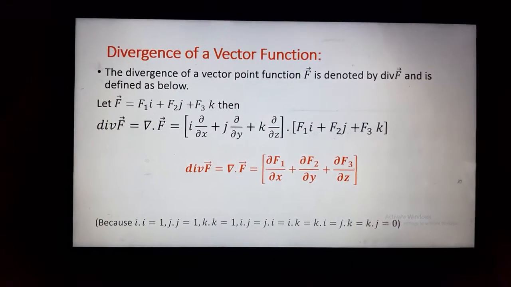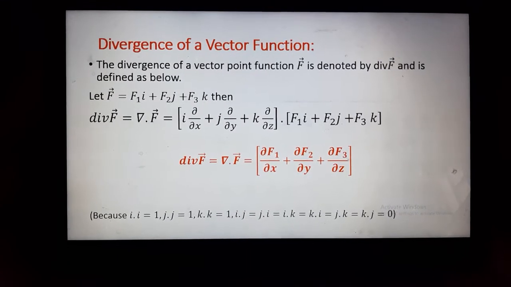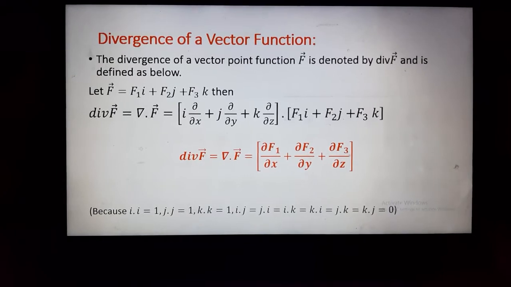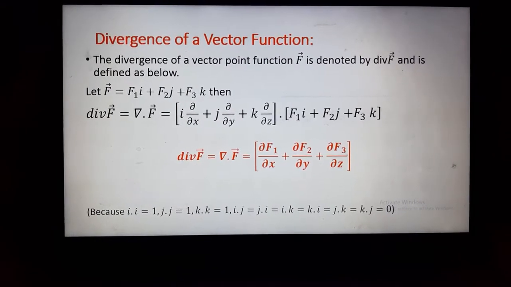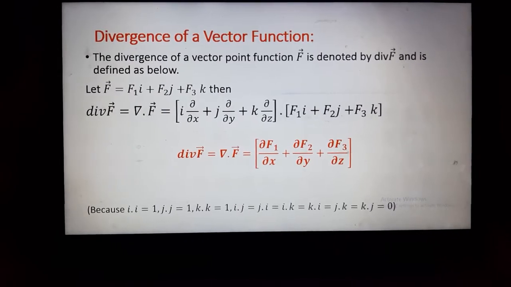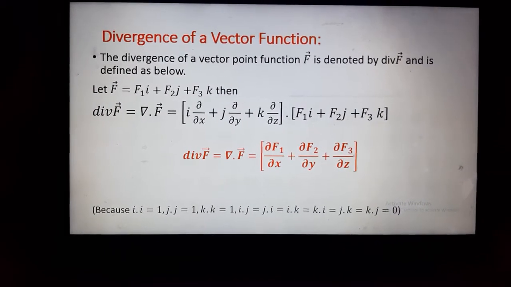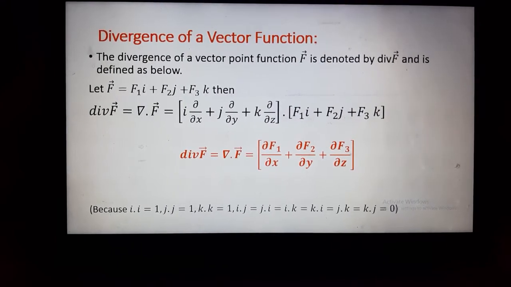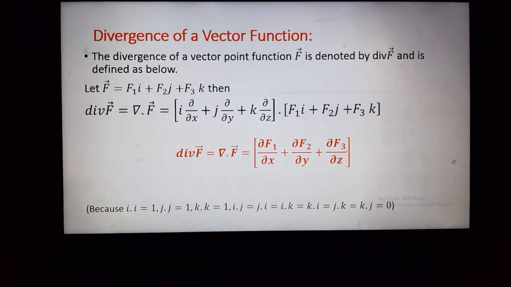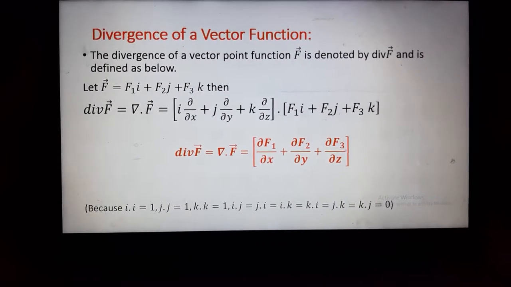Hello friends, in my last video we discussed the gradient of a scalar point function. In this video we are going to discuss divergence of a vector point function as well as curl. Here we should note that gradient is associated with a scalar function and divergence is associated with a vector function.